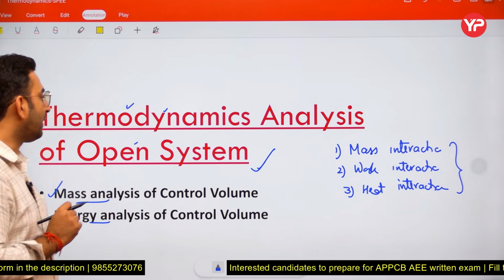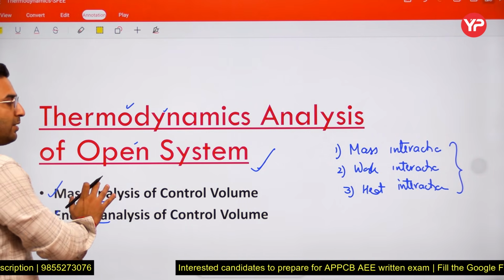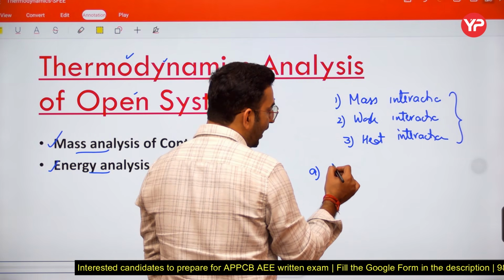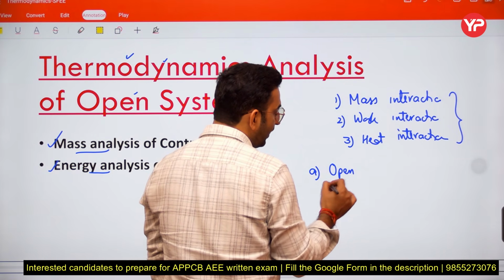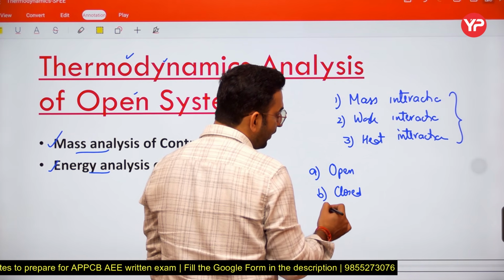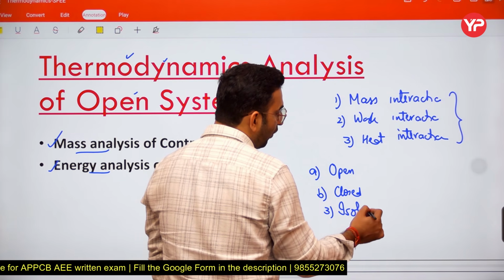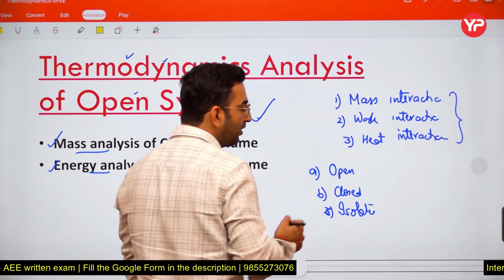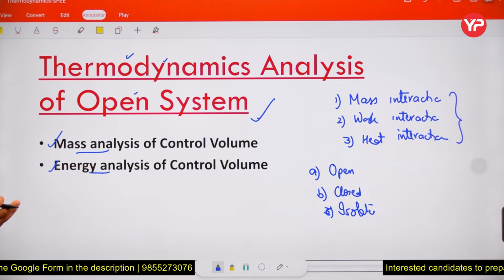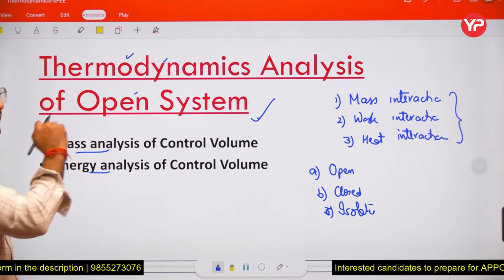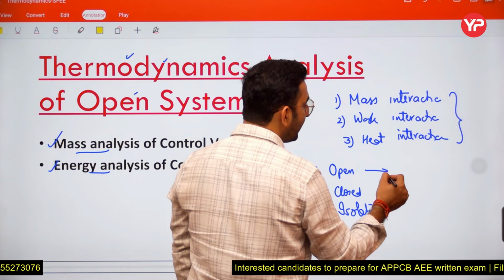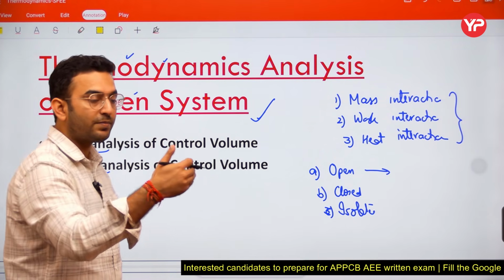Remember that part. Now if we classify the system, there are three different ways. We have the open system, then we may have a simple closed system, and then we may have an isolated system. In all the systems, the classification is done on the basis of whether mass interaction is taking place or whether work or heat interaction is taking place. For example, if we talk about the open system, in that case the mass can flow into the system and out of the system.